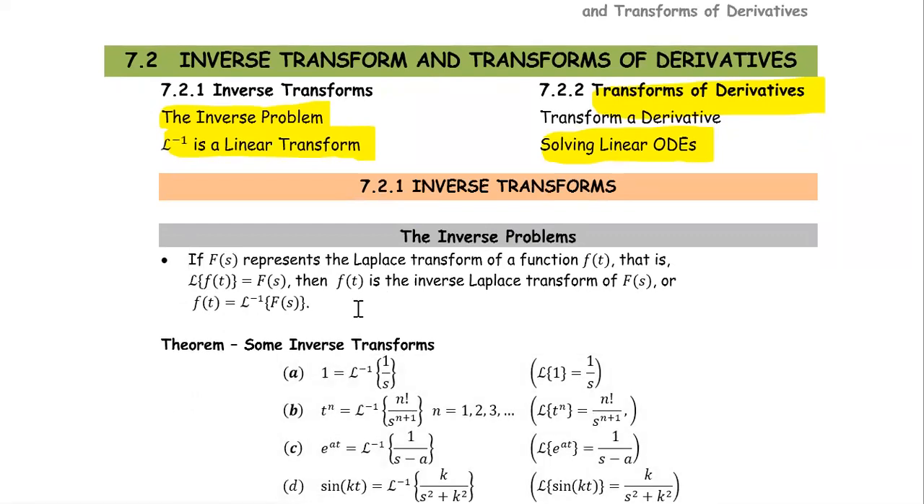The function F of s represents the Laplace transform of the function f of t, or in the notation, script L of f of t equals F of s. Then f of t is the inverse Laplace transform of the function F of s, or we write in a notation that f of t is L superscript -1 of F of s.